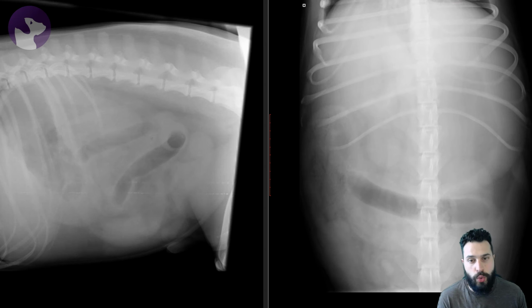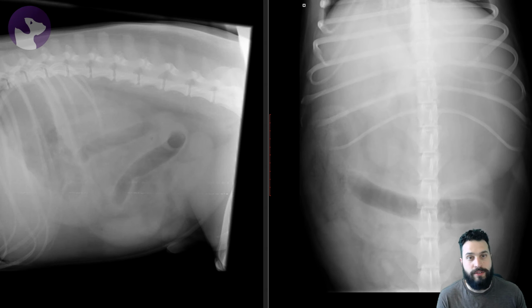If we weren't sure, there are a couple of different diagnostic tests that we could do to really highlight it. The first and easiest would be a pneumocolon. That's where we use a red rubber catheter to put air in the colon, and that will highlight the course of the colon and determine whether or not the foreign body is actually in the colon or the small intestine. And the other, of course, would be an abdominal ultrasound.